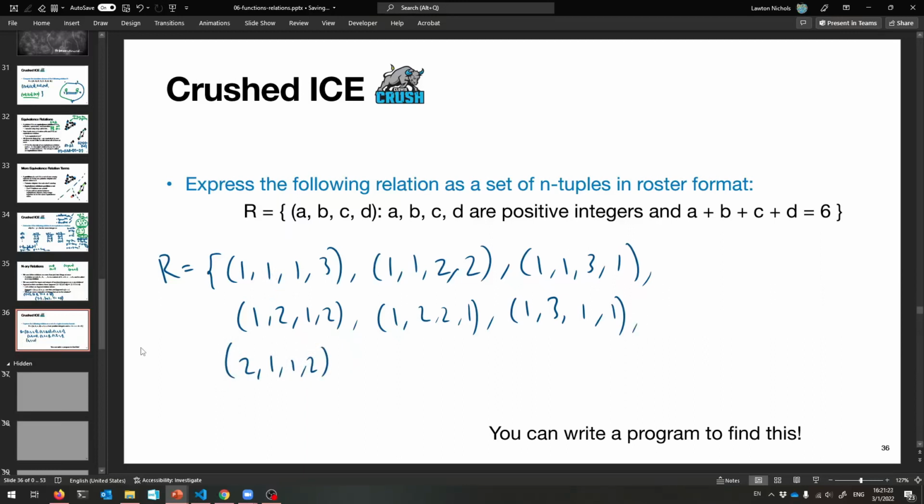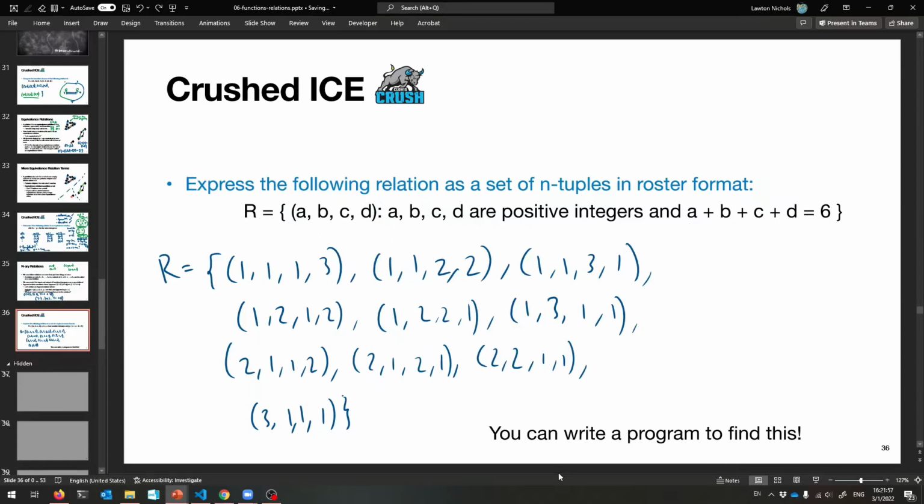These are all the elements that are related to each other under this relationship. 2, 1, 2, 1. They all add up to 6. 2, 2, 1, 1, and 3, 1, 1, 1. And if you're not sure about what elements fit under this relation, you can totally write a program to do this. Just have a four-way nested for loop, right? Quadruply nested for loop that tries all the possibilities and outputs whenever it finds that this is true. Okay? That's one way to solve for this.